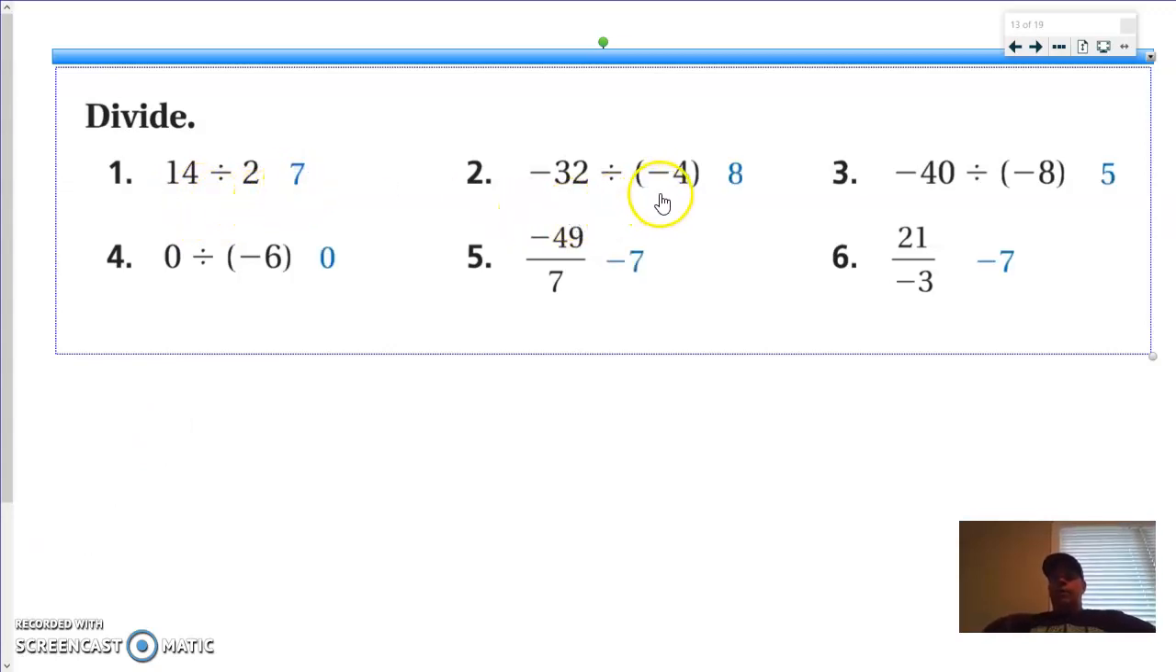Negative 32 divided by negative 4, these have same signs. The answer is positive, so we get 8. Negative 40 divided by negative 8, same signs, 5. 0 divided by negative 6. Anytime we divide 0 by anything, our answer is 0. Negative 49 divided by 7 is negative 7. And 21 divided by negative 3, our answer is also negative 7.